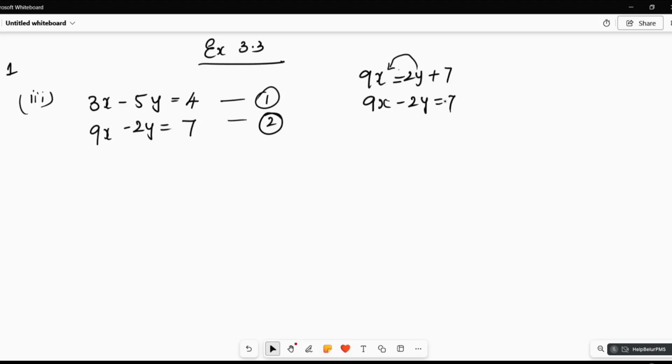Okay. And now to eliminate, we have to make one variable equal. Let us consider y. This is 5 and this is 2. So I will multiply the first equation by 2. Whenever you are multiplying with any number, you have to multiply every element of that. Then you are not changing the meaning of that.